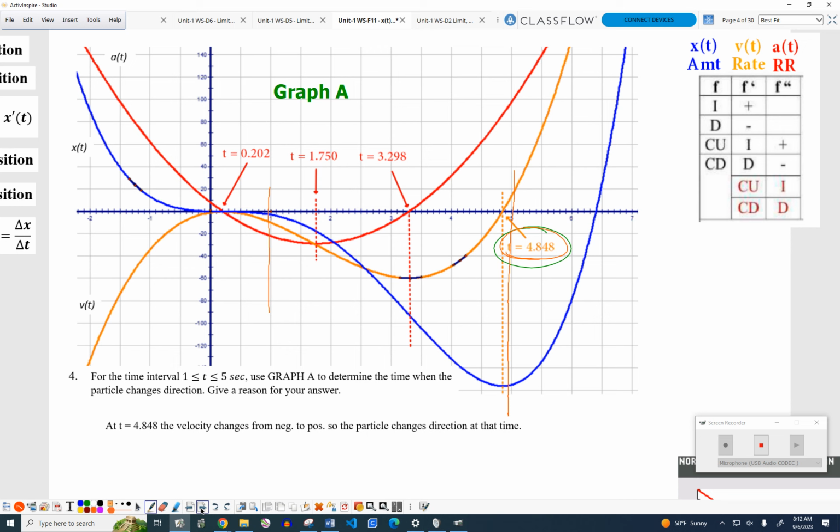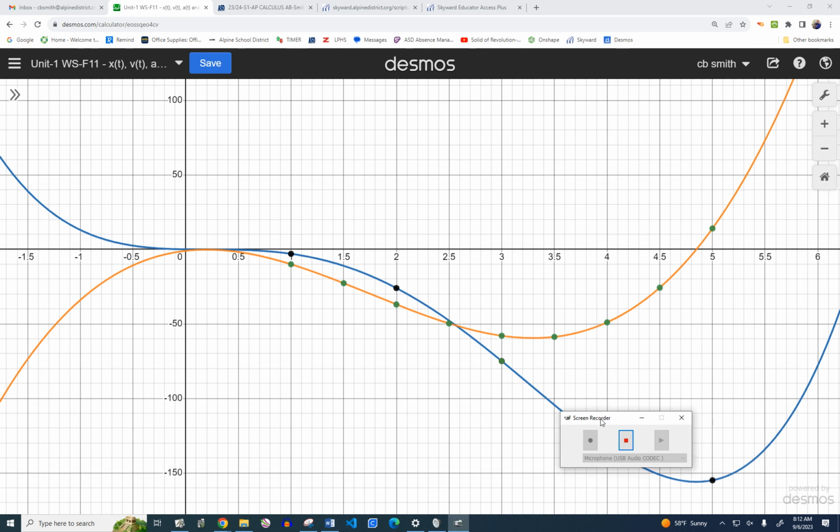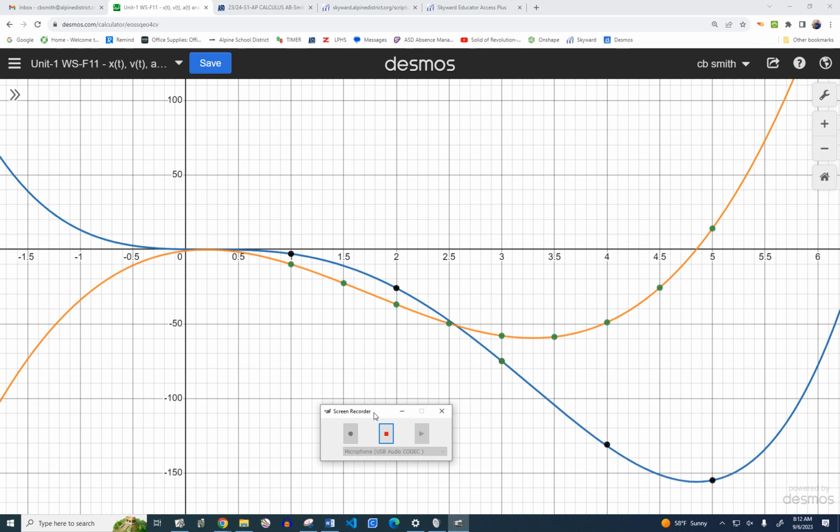Please, just stretching. Cool. Yeah, Cassidy. Let's do when it's at 4.5, it's moving positive, but it's still negative. So is that where it switches?